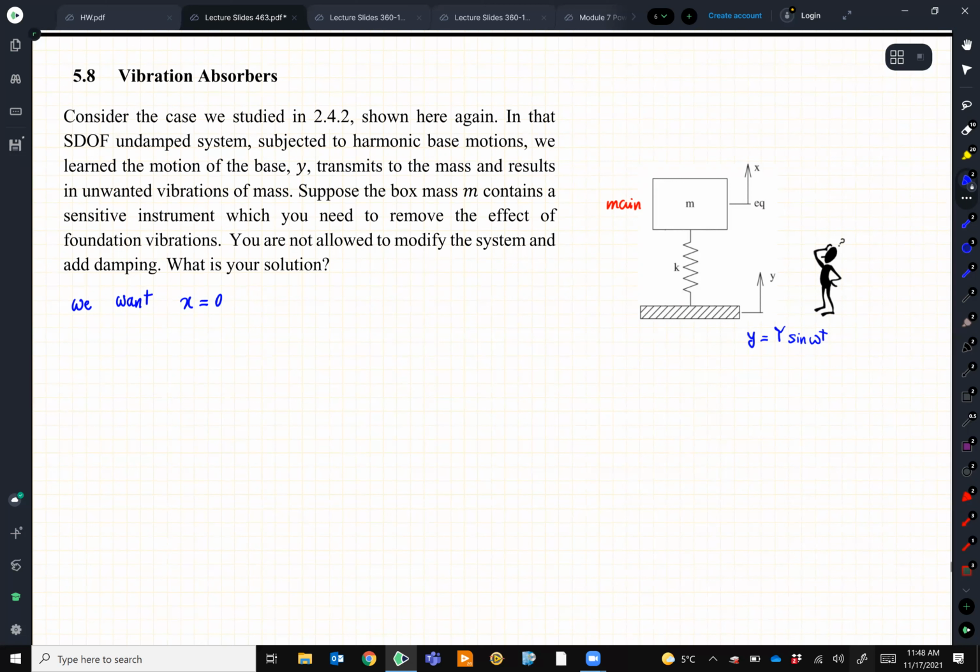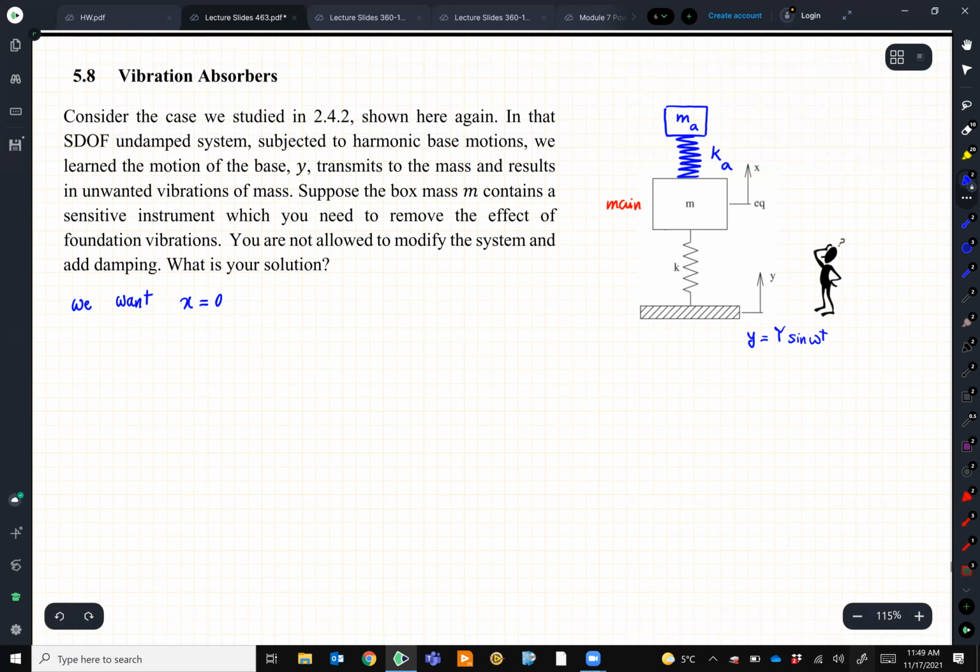There is this idea of a vibration absorber. A vibration absorber is an external device that we put on top of this system. It's a mass, m_A, which stands for mass of absorber, and k_A. So it's not, in fact, a device. It's just a mass and a spring. We put it on top of our main system. So we add that.